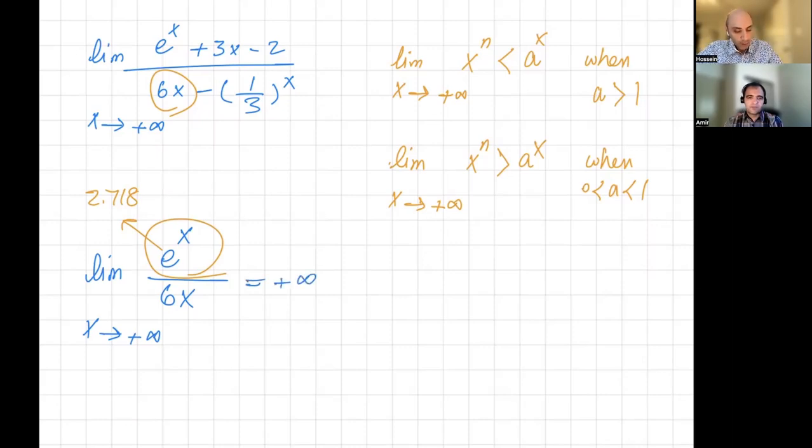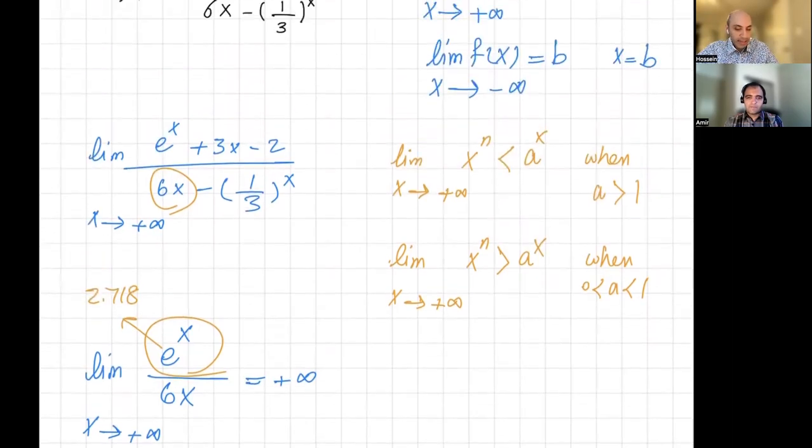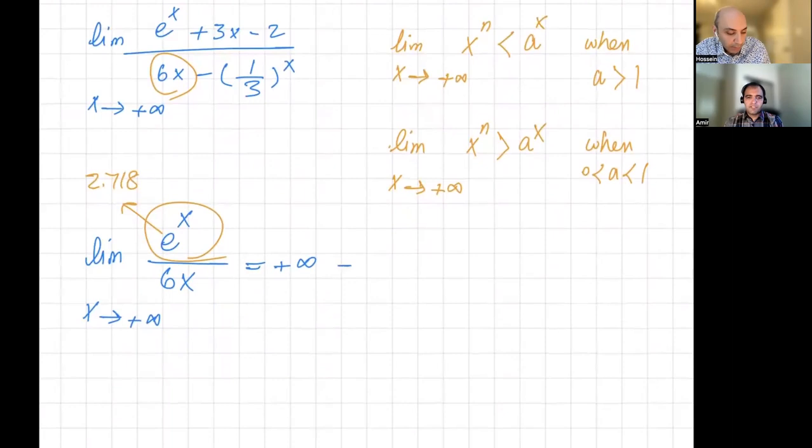So this is basically what it says: it doesn't have any horizontal asymptote, because it's infinity. There is no constant value.